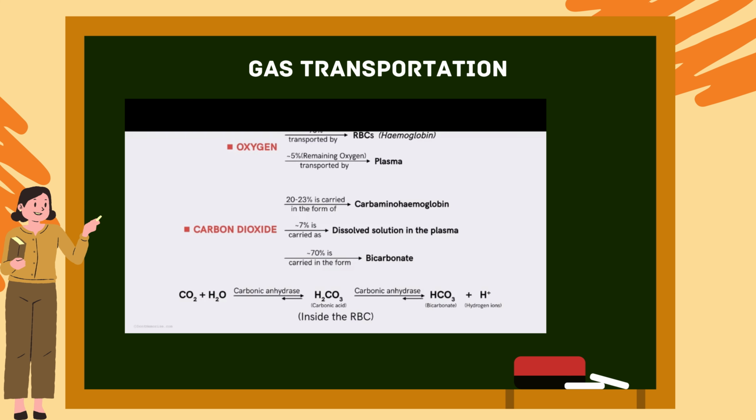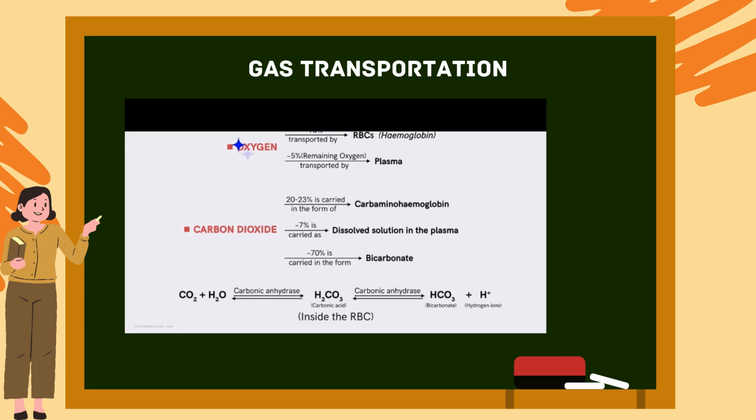Well, the simple answer is reconversion. The bicarbonate and the hydrogen ion produced are converted back to carbon dioxide and water as the RBCs reach the alveoli. This is performed by the same enzyme, carbonic anhydrase.